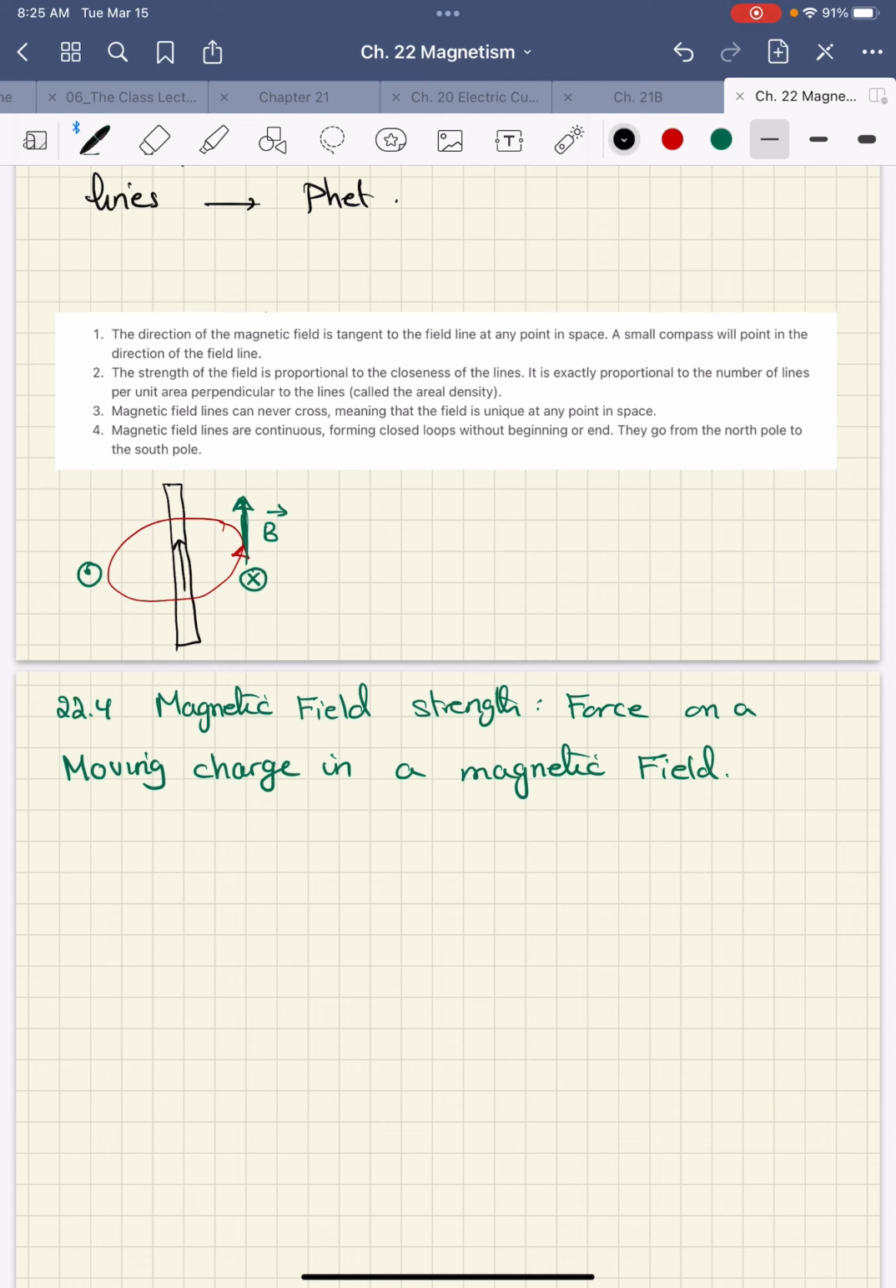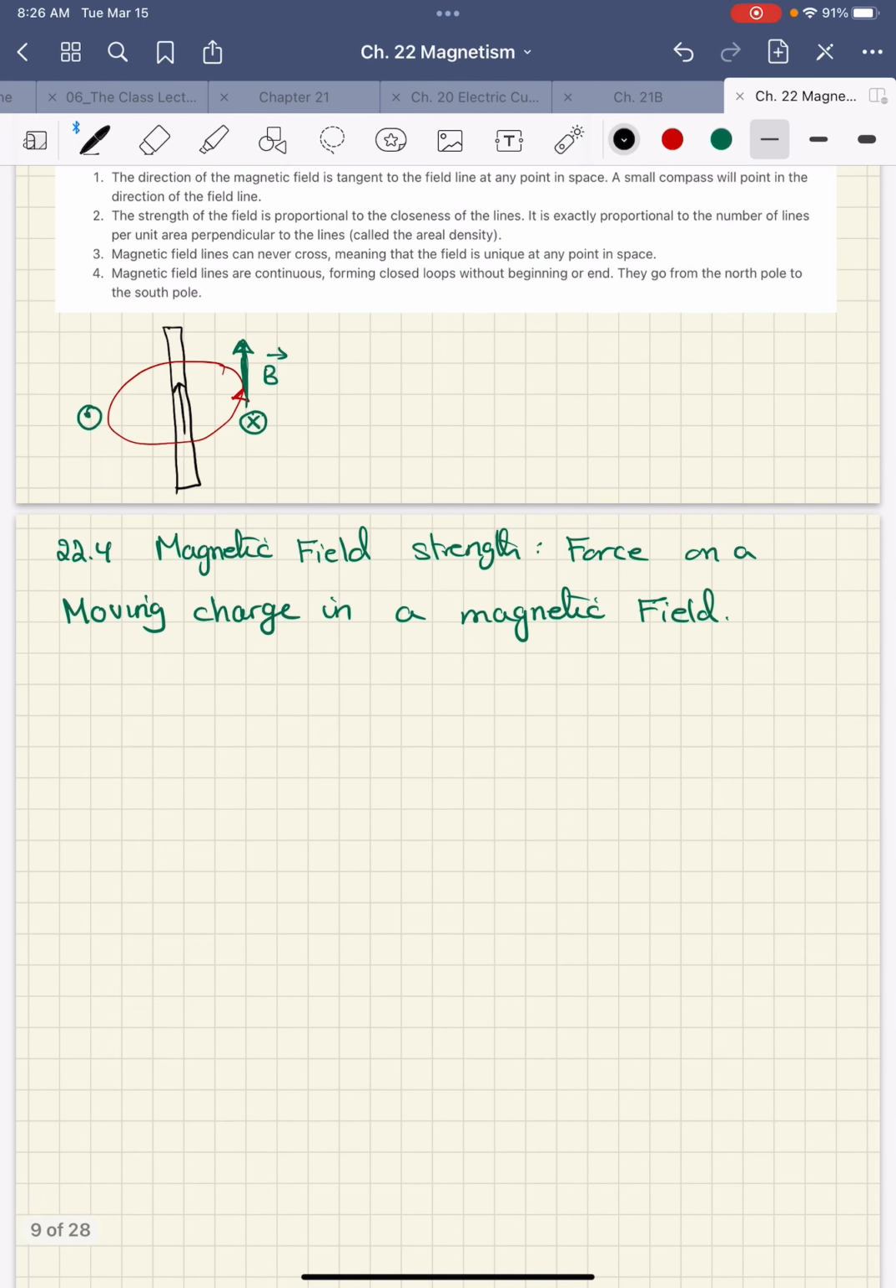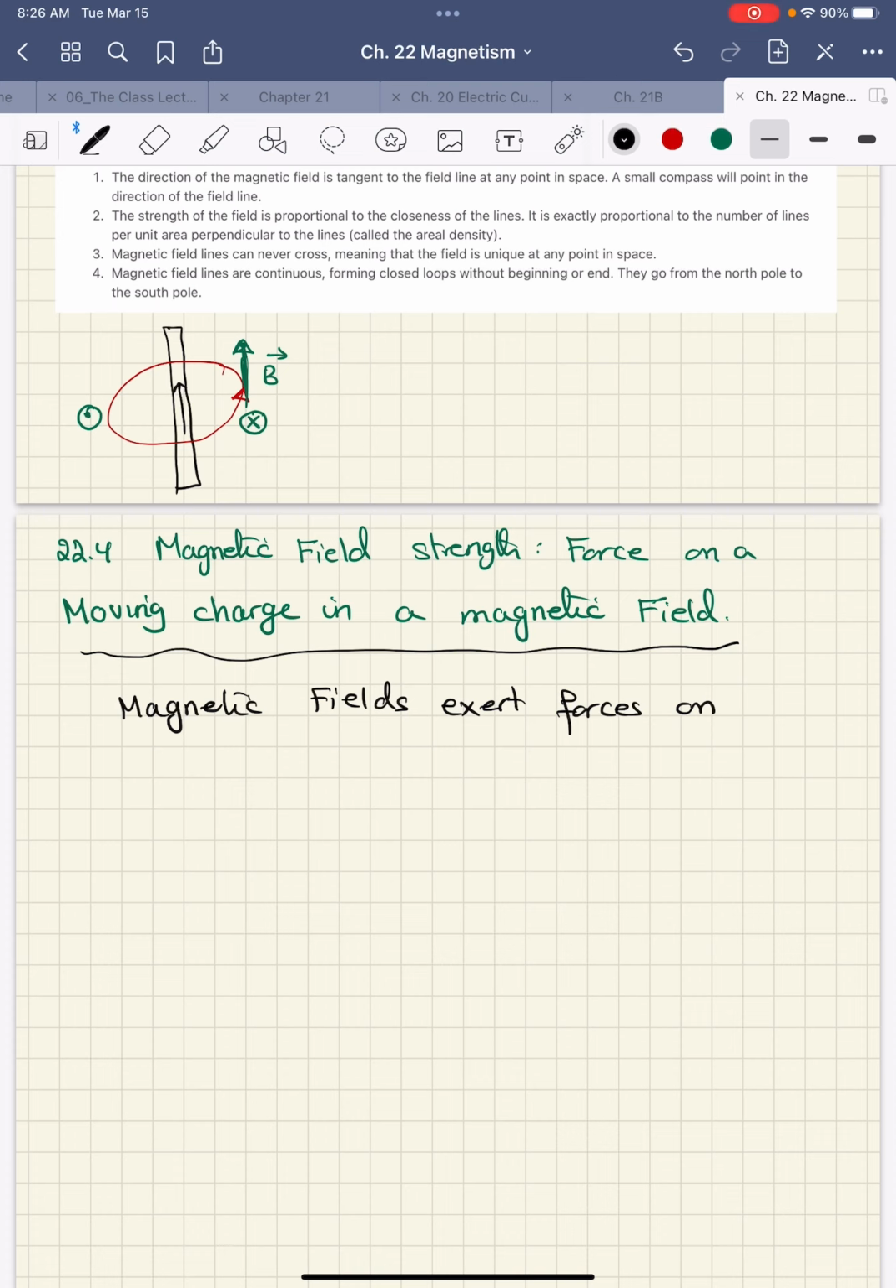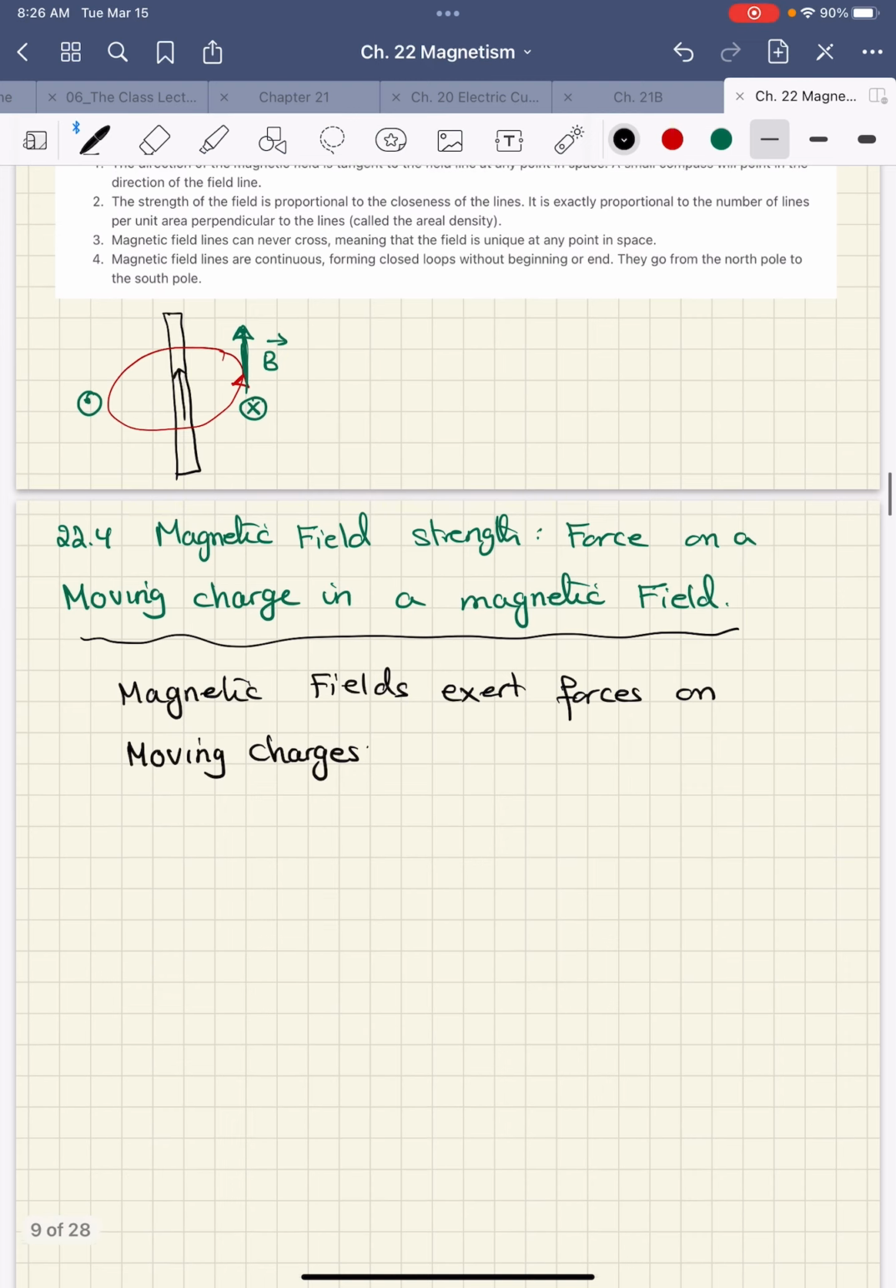Here there is something we really need to know: anytime we have a field, for example a magnetic field, it will create a force. Magnetic fields exert forces on moving charges. If you have a charge that is not in motion, we don't have a force on it.